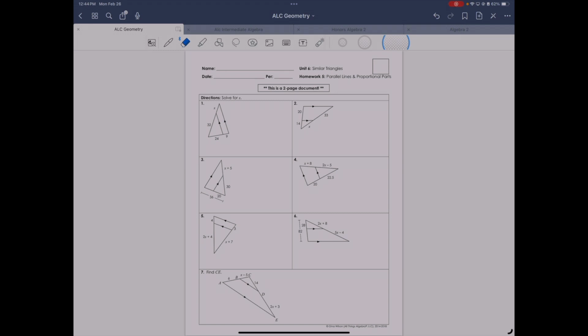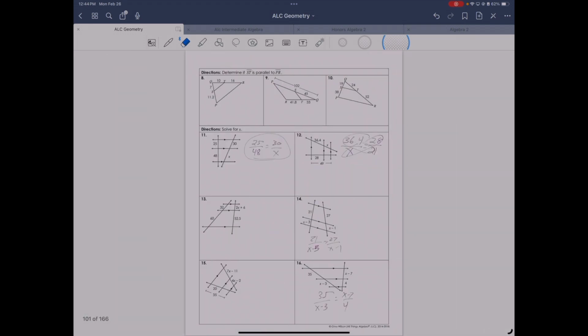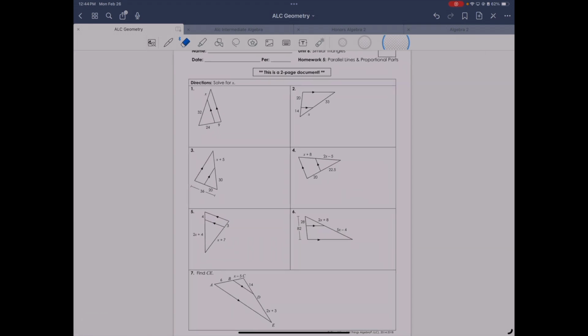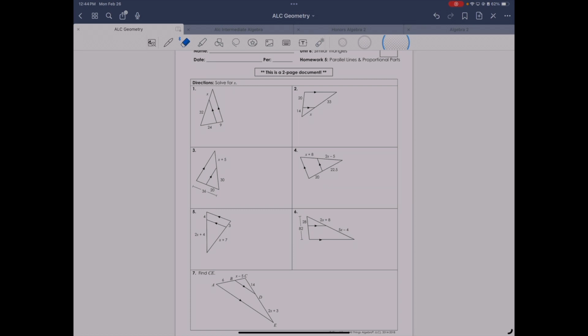So here's what you have to do on the front side. You only need to do questions 1 through 7 today. Tomorrow we'll do the back side of this. Directions are this: you need to set up the proportions for all 7 of them.